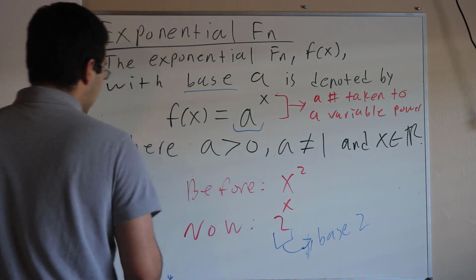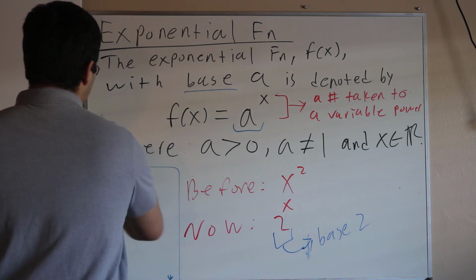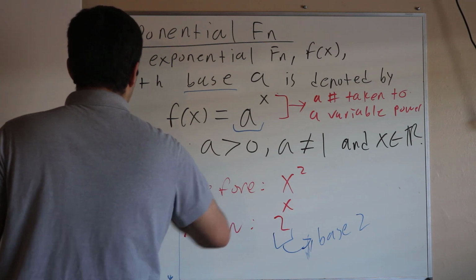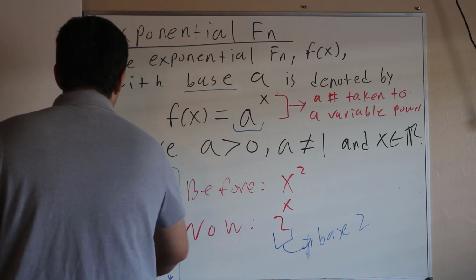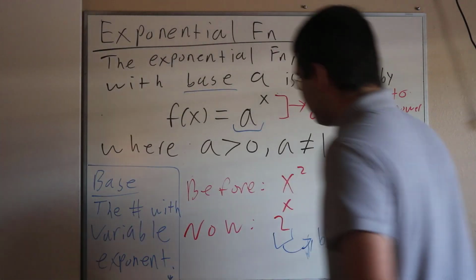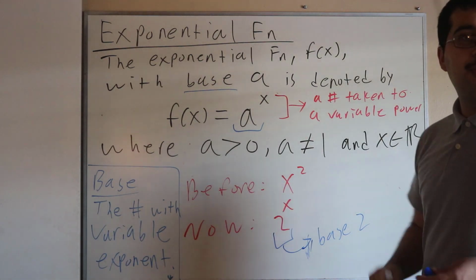We can go and write that down. So, base is the number with variable exponents. Okay? So, that's the general form of an exponential function.